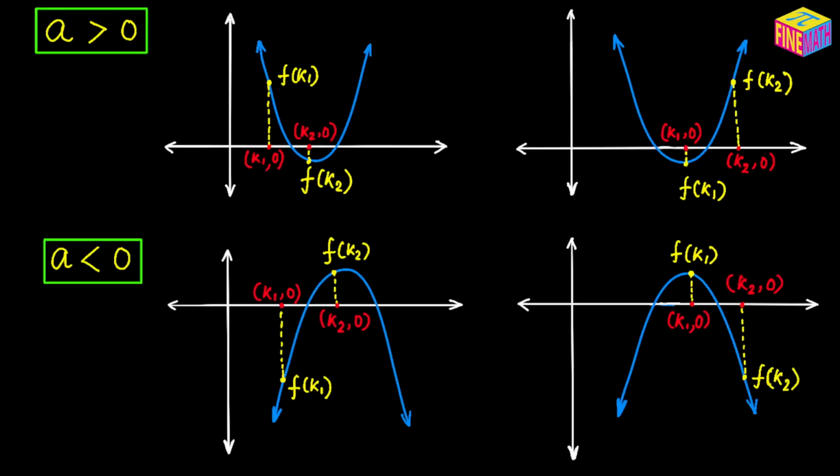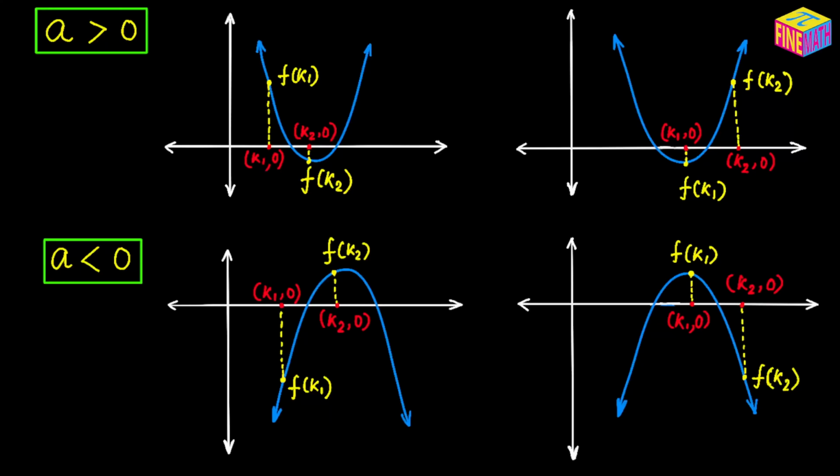The second set of diagrams are actually when the leading coefficient is negative, and for those two parabolas again I have plotted the two points k sub 1 and k sub 2 on the positive x-axis, and there you see that the function value at k sub 1 is looking like negative. In the first diagram, of course, the function value at k sub 1 is negative, and the function value at k sub 2 is positive. And if you look at the second diagram, there the function value at k sub 1 is positive, and the function value at k sub 2 is negative.